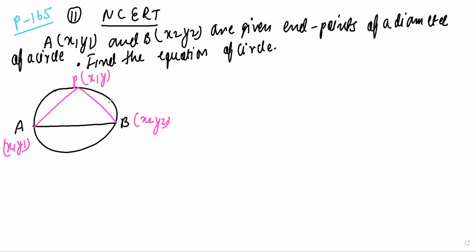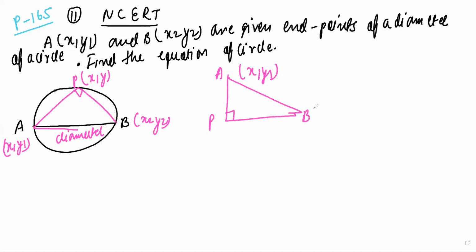Right. So this is the diameter, right? If it joins at the circumference, then it makes an angle of 90 degrees, right? So this is making a right angle triangle. This is 90 degrees at point P. This is A, this is B. Its coordinate is x1, y1, and the other is x2, y2. P is at point x comma y.